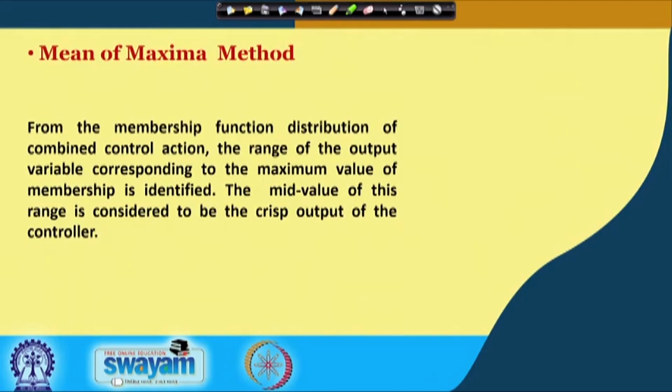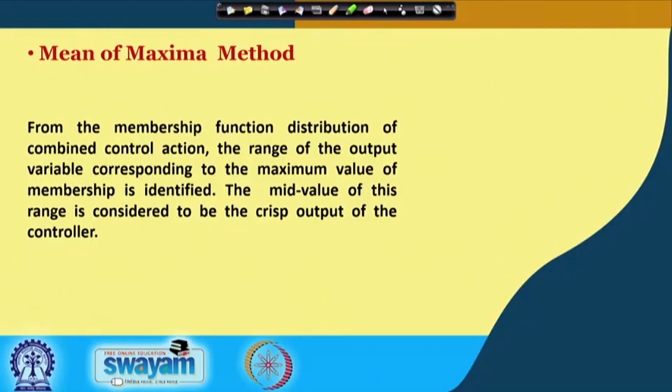Now, if I compare these three methods, a question may arise: which one is the best? It is a bit difficult to say which one is the best, but in terms of computational complexity, the mean of maxima method is computationally the fastest one, and the center of sums method and the centroid method are more difficult in terms of computation, particularly if I consider a nonlinear membership function distribution.